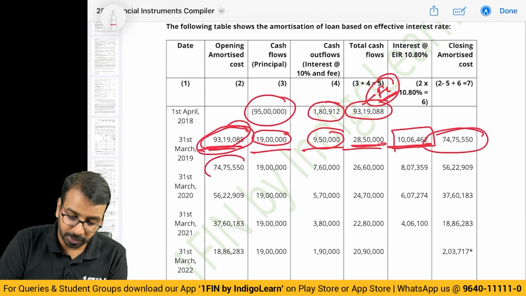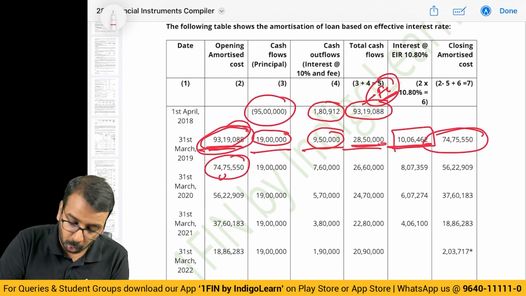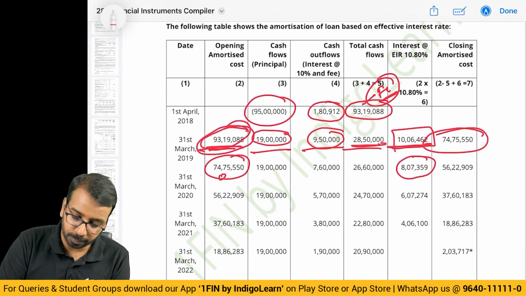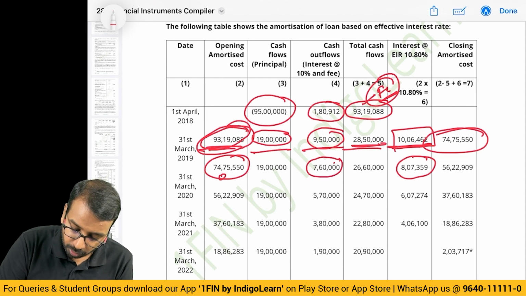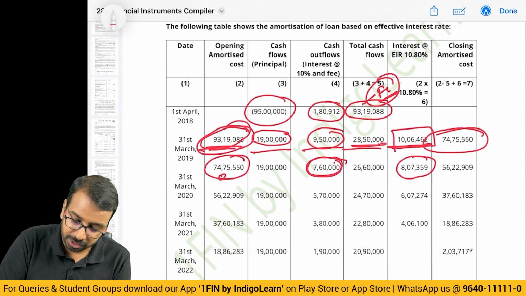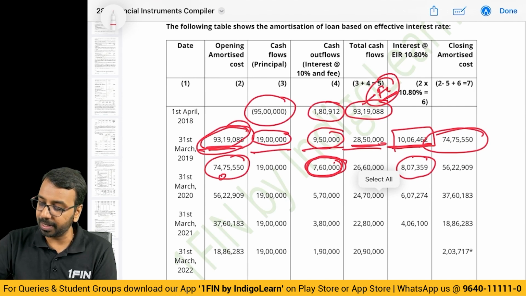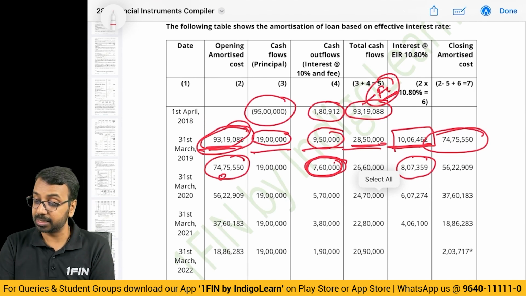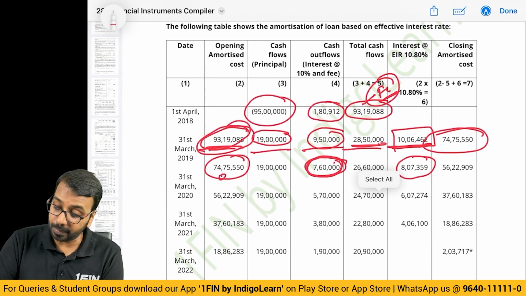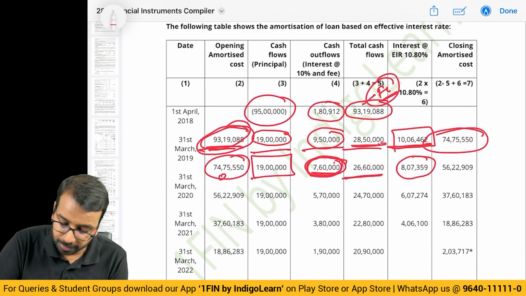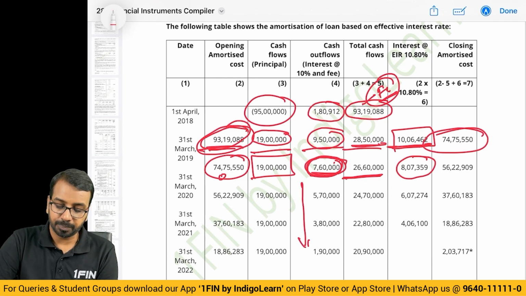Second year, opening balance. How much is the interest? On opening balance, interest expense is 10.8%. What do we need to pay? Interest of 7,60,000. So how do we get this 7,60,000? See, out of 95 lakhs, they have paid 19 lakhs. 76 lakhs is pending. On that 10% is 7,60,000. Principal 19 lakh repaid, total payment will be 26,60,000. Like that you can calculate.